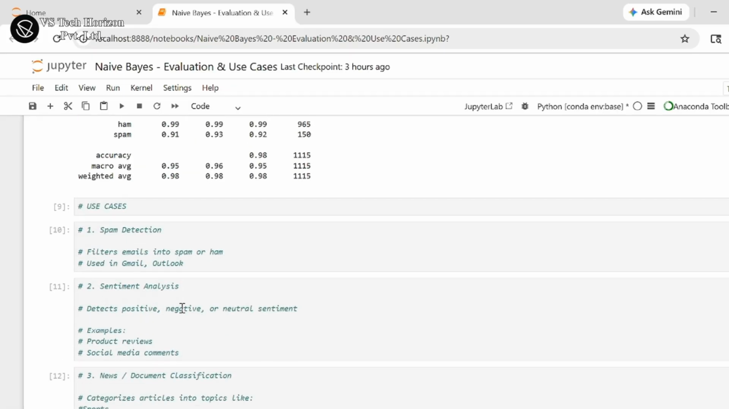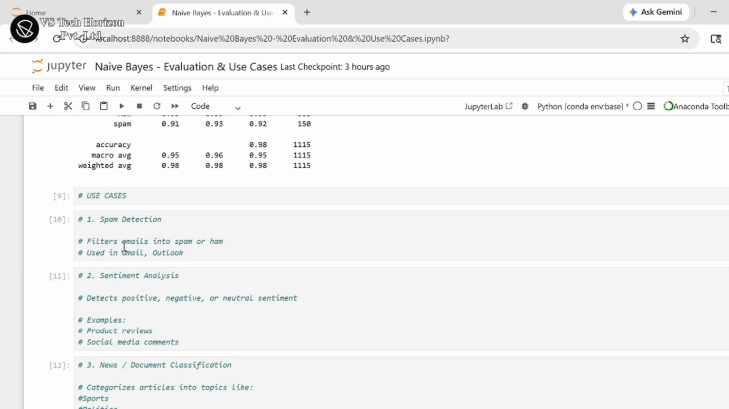Coming to the next part, which is the use cases. We know naive-Bayes is widely used in applications where text data and probability-based classification are involved. It is simple, fast, and works efficiently on large datasets.